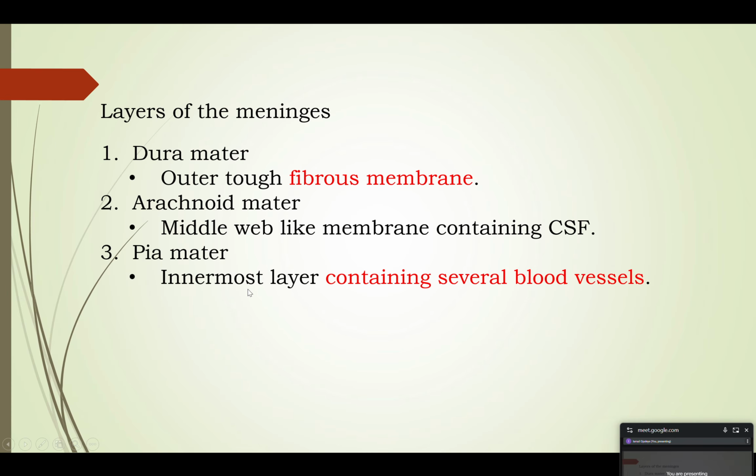So check that later. Layers of the meninges: dura, arachnoid, and the pia mater. So the dura is the outer fibrous membrane. Arachnoid, the middle web-like membrane containing the cerebrospinal fluid, and then you have the pia, which is the innermost layer containing several blood vessels.